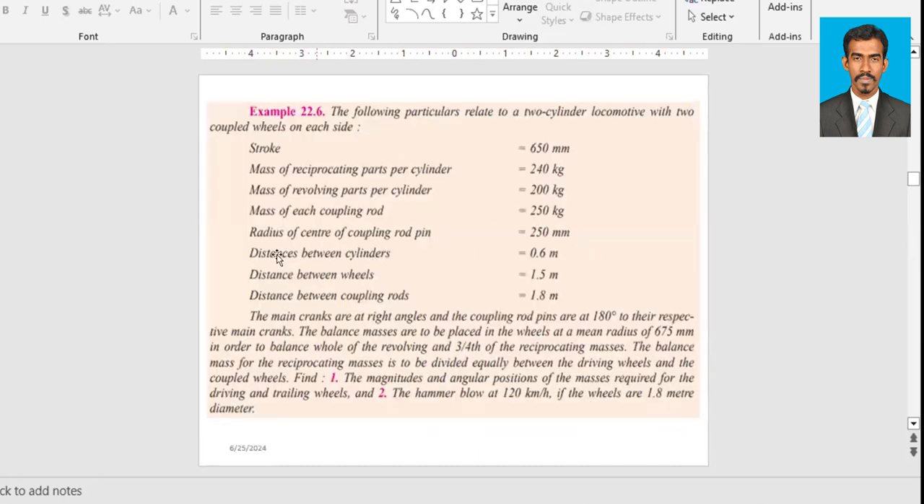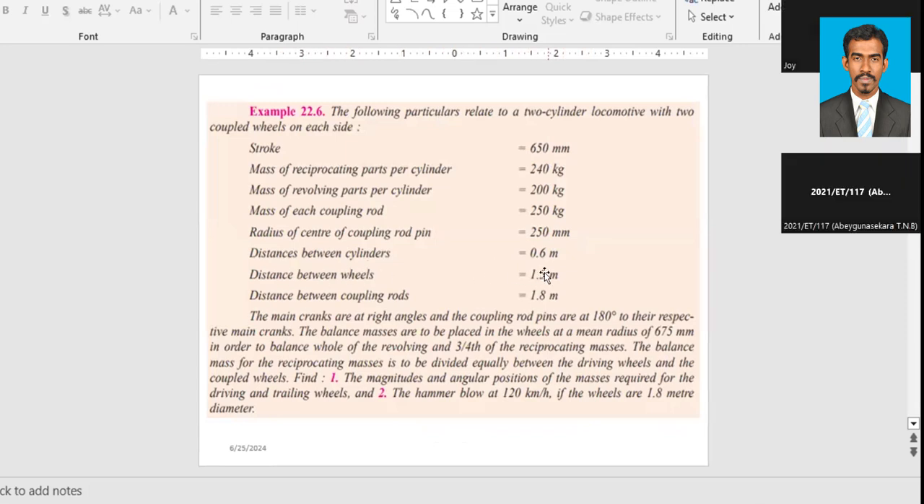CD is equal to 0.6 meter. The distance between cylinders is 0.6 meter. Distance between wheels is 1.5 meter, and distance between coupling rods is 1.8 meter. So we'll put this data also.